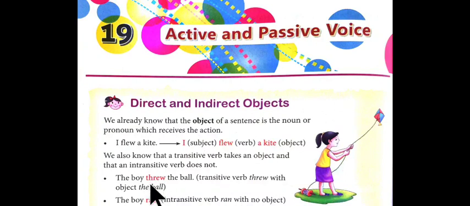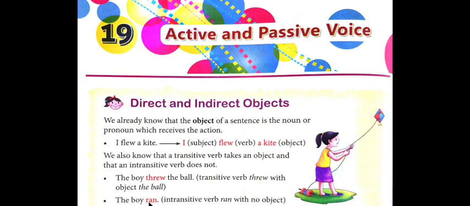Whereas intransitive verb is a verb that has no object. For example, the boy ran. Are you able to see any object here, students? No, we are not able to see any object. The boy ran what? Are you getting any answer? No, we are not getting any answer. It means here this verb ran is an intransitive verb because it doesn't have any object.